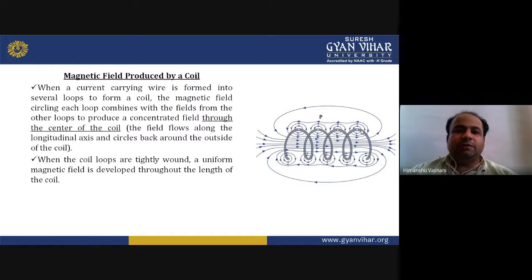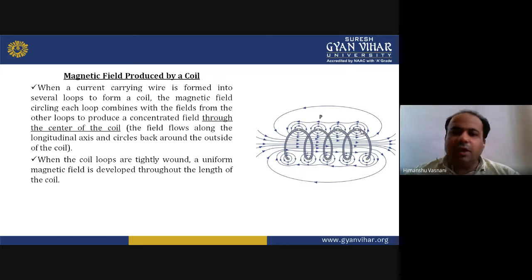You can see that there are several loops of wire in a coil. So the magnetic field circling each loop combines with the fields from the other loops to produce a concentrated field throughout the center of the coil. When the coil loops are tightly wound, a uniform magnetic field is developed throughout the length of the coil. This is how the magnetic field works in a coil.